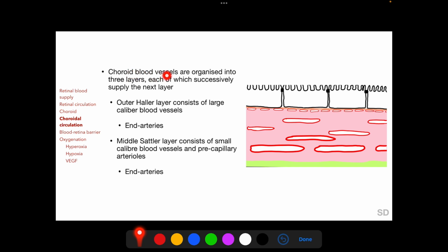The choroidal blood vessels are organized into 3 layers, each of which from the scleral to the retinal aspect branch into and supply the next layer. The outer Haller's layer consists of large caliber blood vessels, and these are end arteries. The middle Sattler's layer consists of small caliber blood vessels and precapillary arterioles, and they are also end arteries.